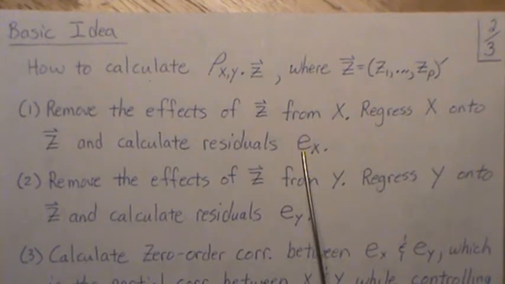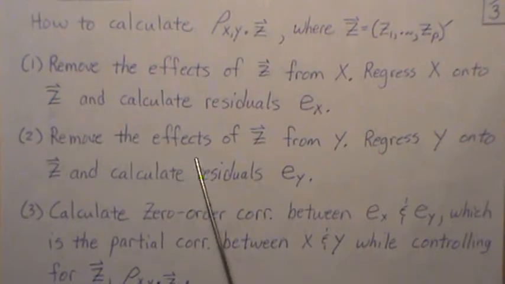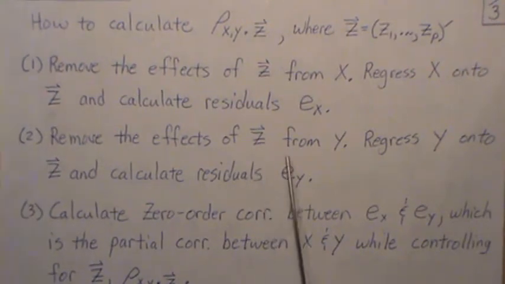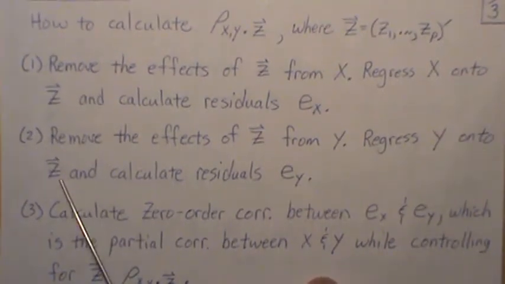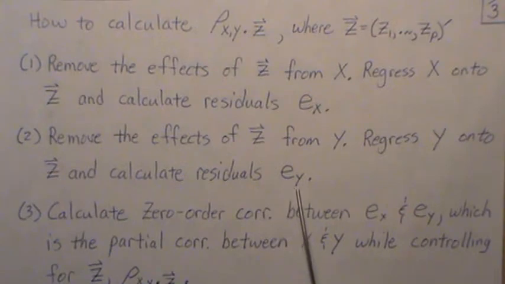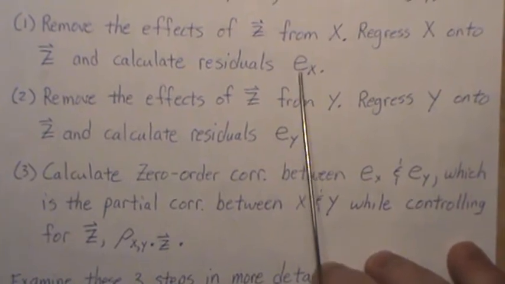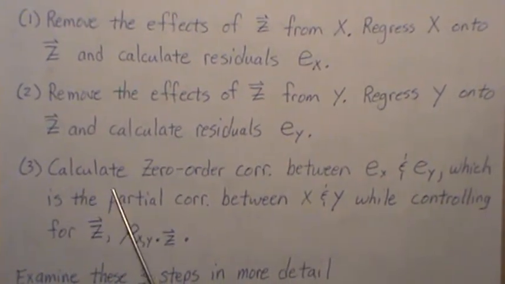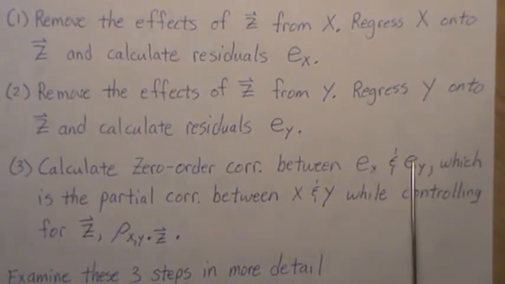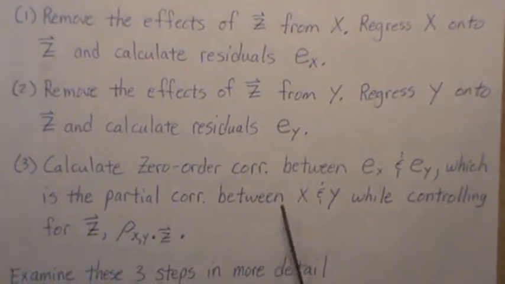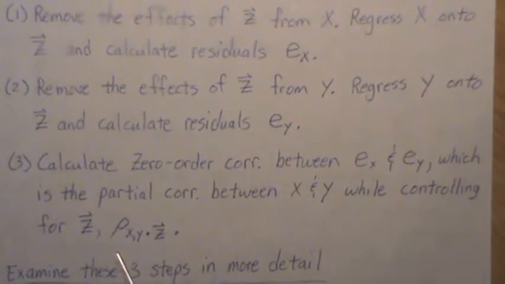We'll follow up with this in a second. Then step 2 is we want to remove the effects of the z variables from y, and to do that we regress y onto z and then calculate the residuals e_y. So now we have two sets of data, e_x and e_y, and now we calculate the zero-order correlation between the residuals from x and the residuals from y, which is the partial correlation between x and y while controlling for z, and it's denoted by this.